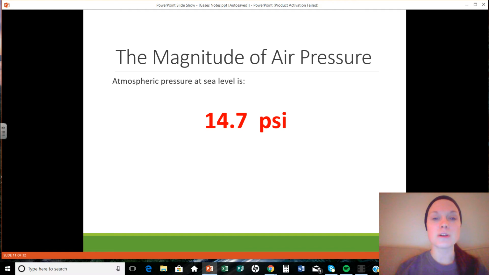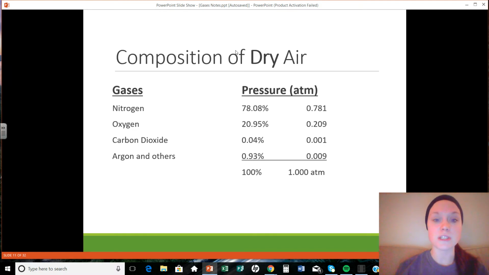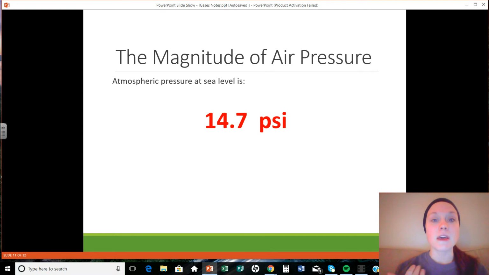Okay. But I also want to continue talking here about air pressure. So we just looked at the composition of dry air. So what gases make up the air that you're breathing that makes up our atmosphere? Air pressure that you're experiencing at sea level is roughly 14.7 pounds per square inch, which means that for every square inch of surface area on something, the atmosphere exerts about 14.7 pounds of pressure on that surface.